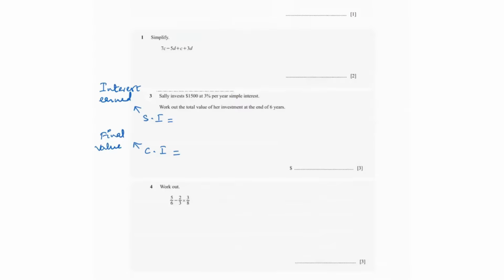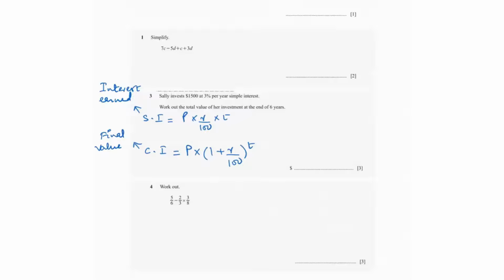So simple interest formula is principal amount, which is the initial amount, times the rate of interest over 100 times the time period. Compound interest formula is the initial amount times 1 plus rate of interest over 100 to the power of t. So this is how you differentiate between simple interest and compound interest.